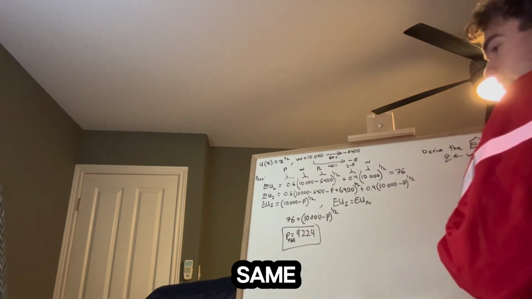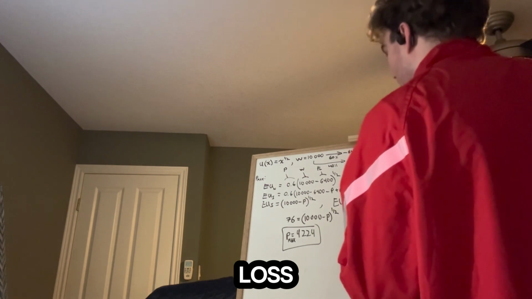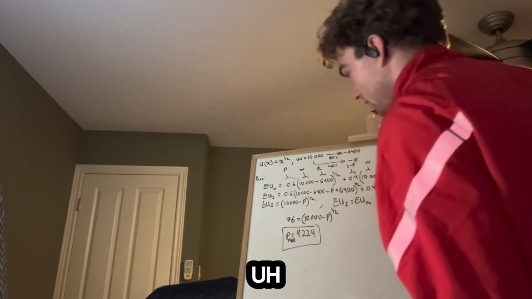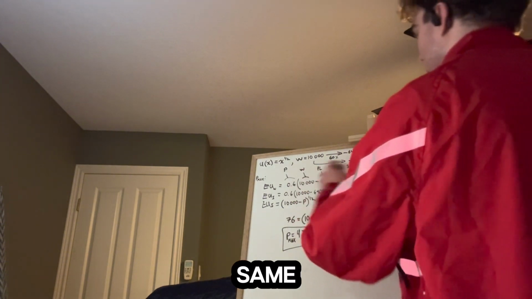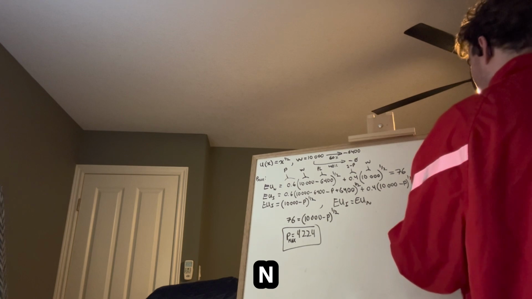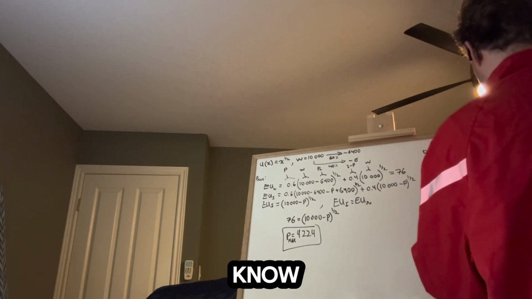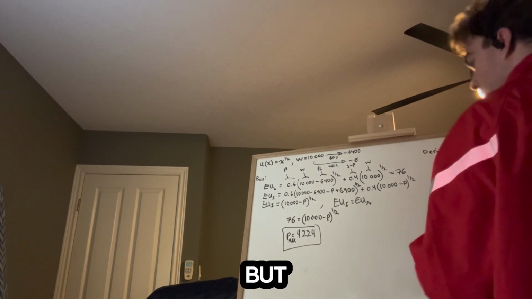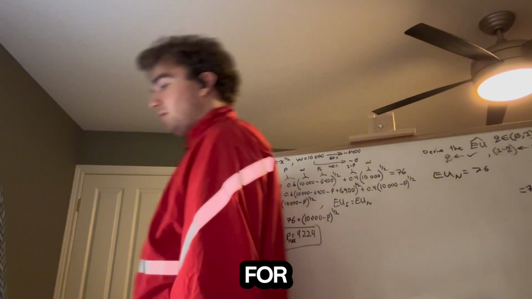We've got the same, we have the exact same problem though. It's a possible loss of $6,400. It's the same probabilities and everything. So your EU of N, when you're not buying insurance, is still going to be the same at 76. So we know we're putting that on one side, but this is going to change here, and we will not be able to isolate for P, okay?